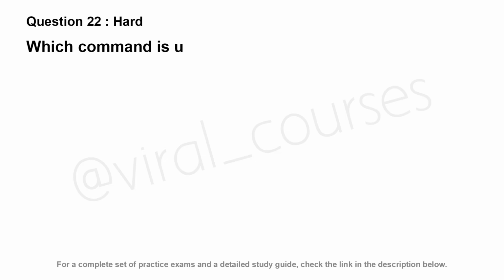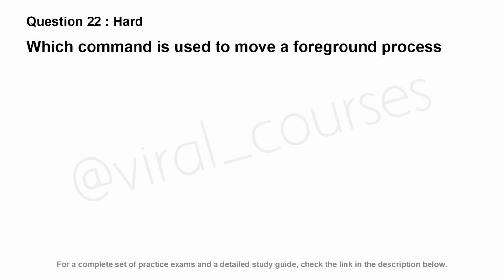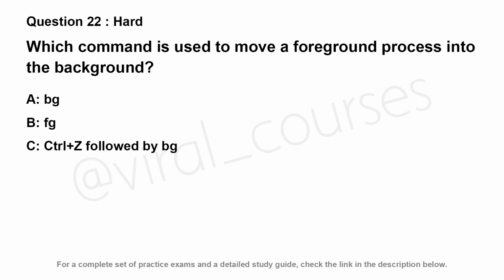Which command is used to move a foreground process into the background? Option A, bg. Option B, fg. Option C, Ctrl+C followed by bg. Option D, Ctrl+C.